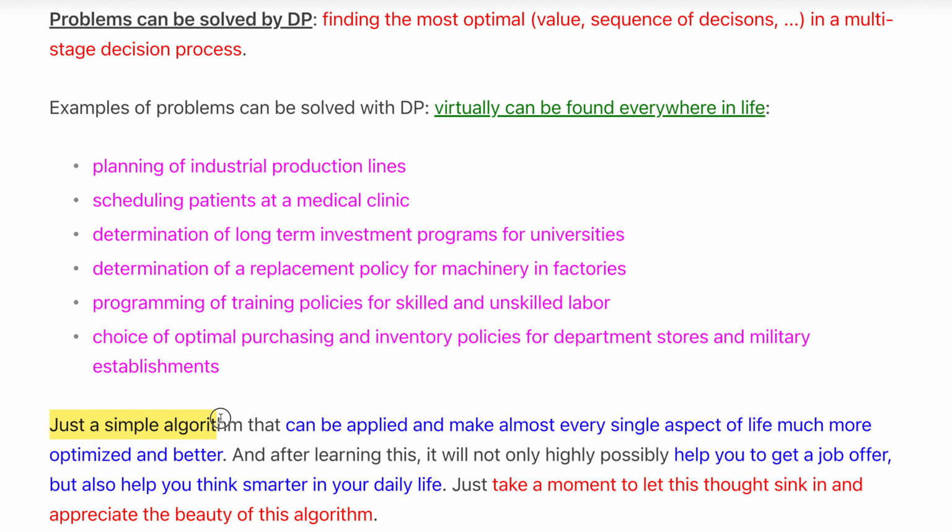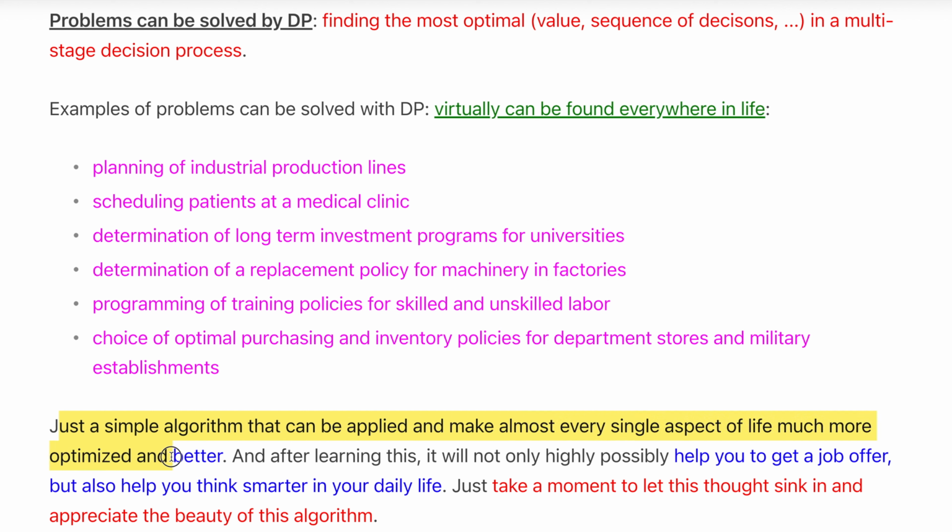Now let's take a step back and think. Just a simple algorithm that can be applied and make almost every single aspect of life much more optimized and better. After learning DP, it will not only highly possibly help you to get a job offer, but also help you to think smarter in your daily life. Like, should I buy this or that? Or should I choose chicken or fish for dinner? DP can help you to make the most optimal decision. Just take a few moments and let this thought sink in and appreciate the beauty of this algorithm.